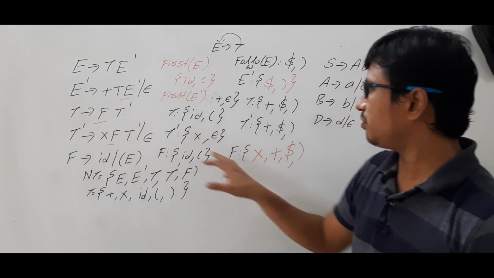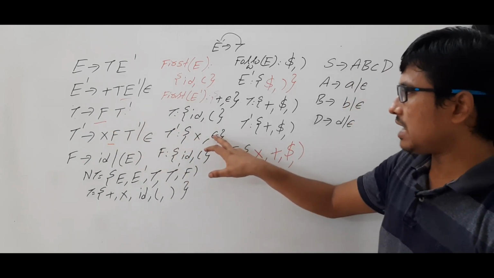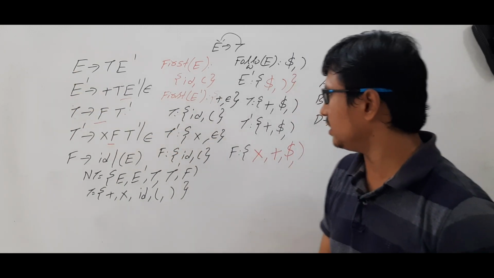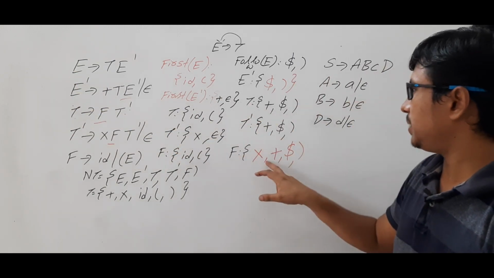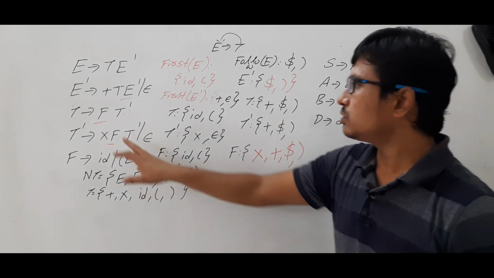So follow of F, I have computed the first of T dash, I kept the star. As you have an epsilon, follow of F is equal to follow of T. What is the follow of T? Plus I kept, dollar I kept, and close braces I have kept. So this one is finished.